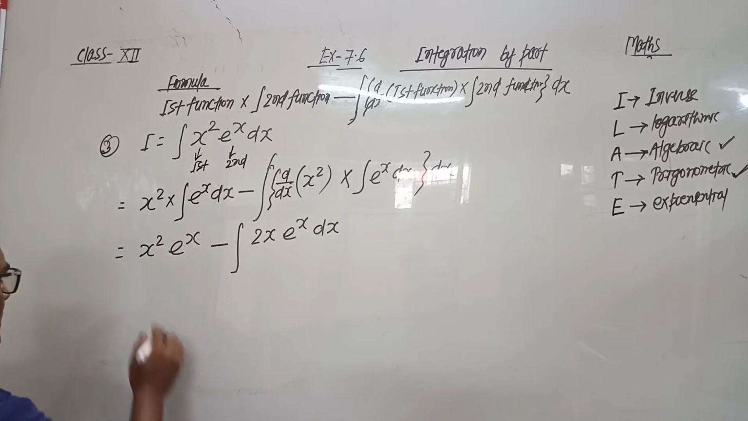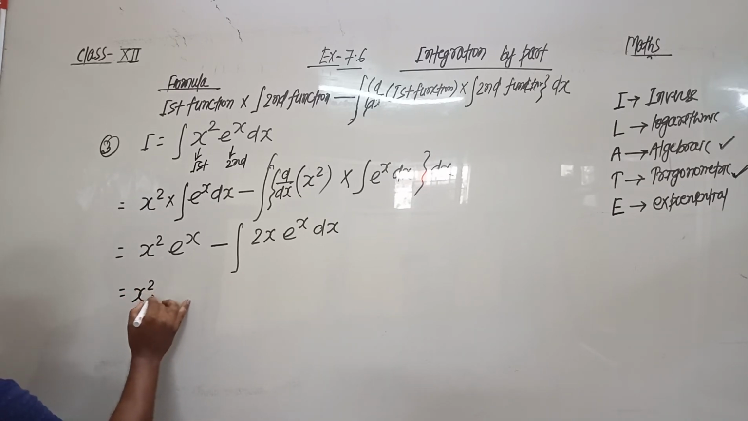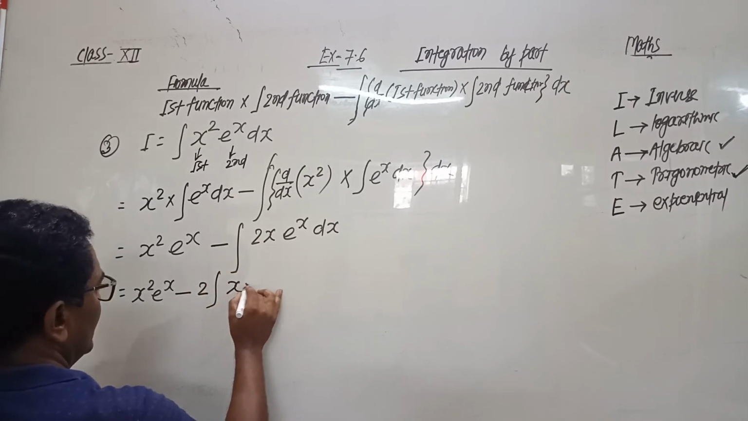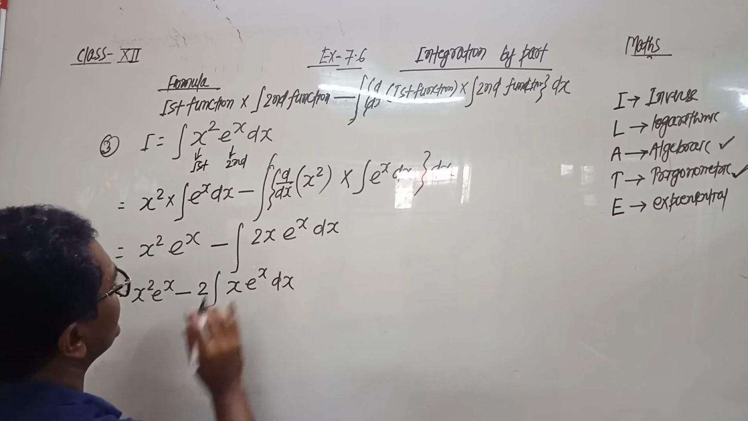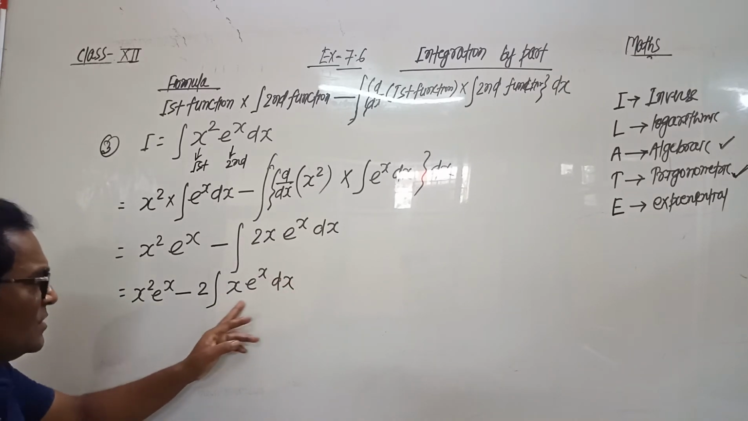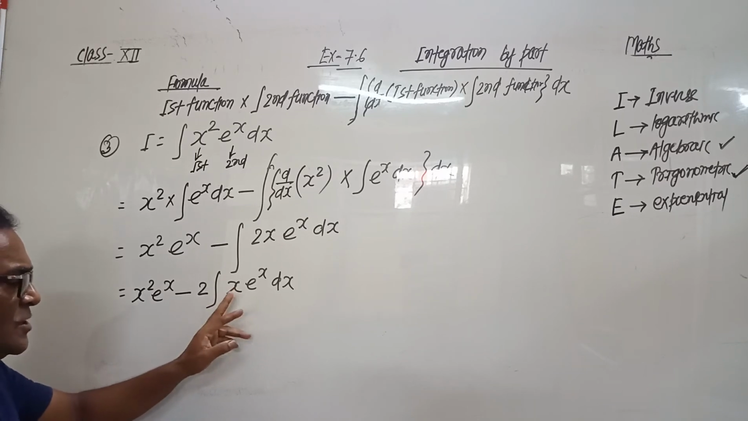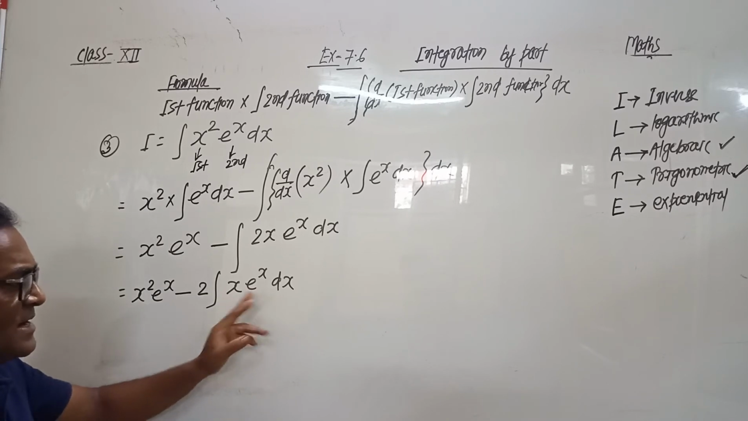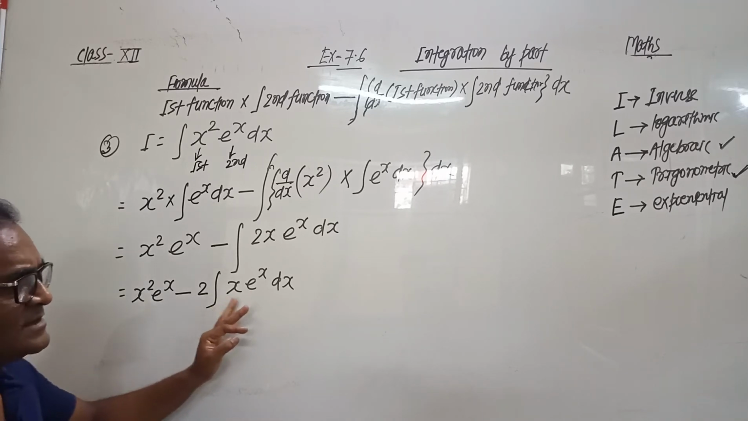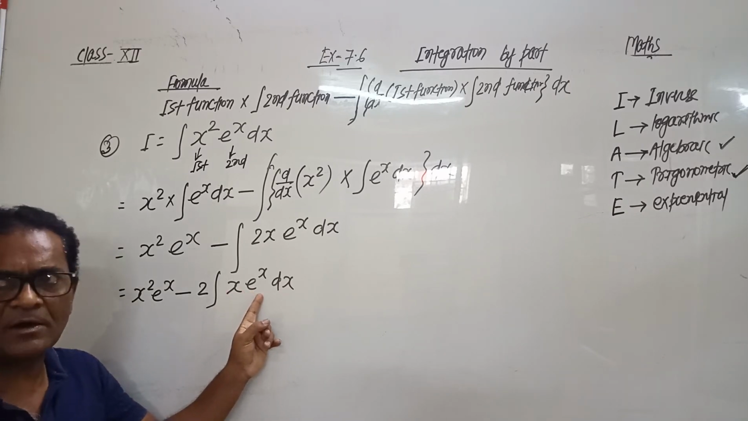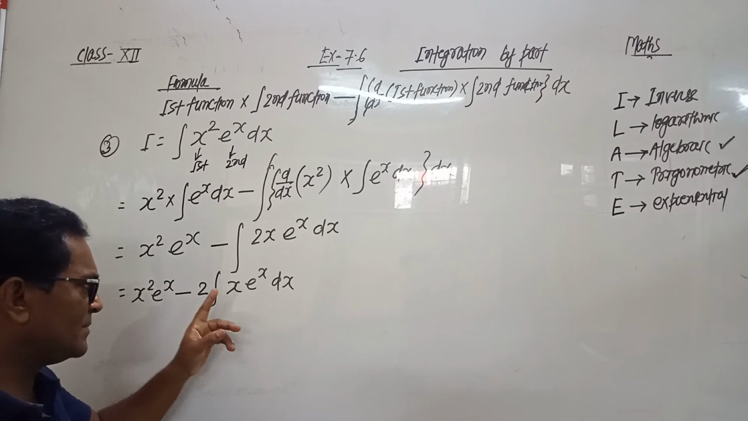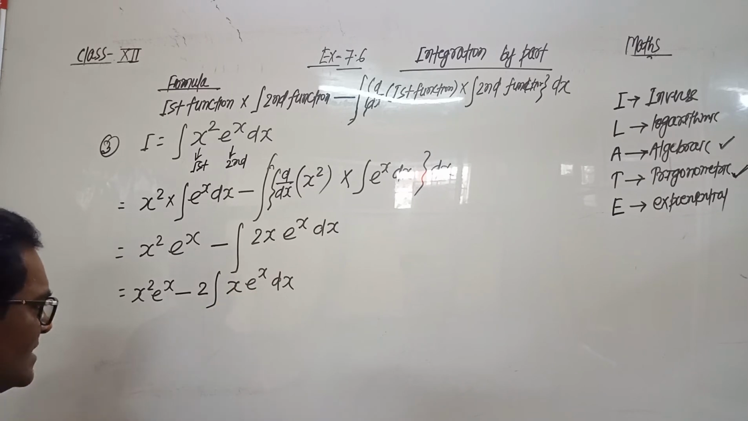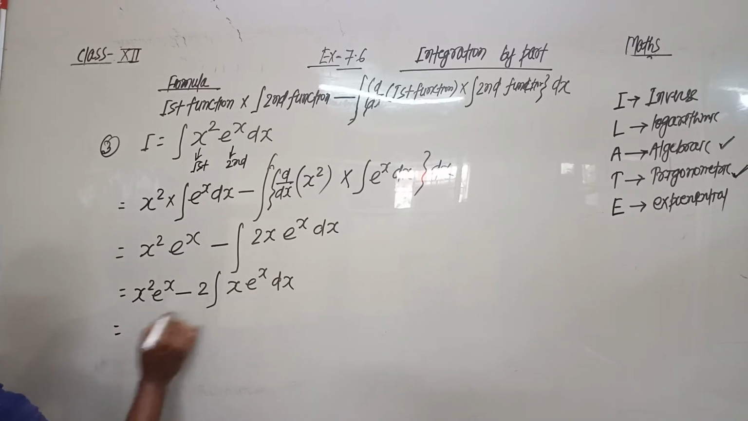Now this becomes x square e raised to the power x minus 2, the constant term taken outside, then x into e raised to the power x dx. So again there is a product, again we will use the product rule. There are two functions, x and e raised to the power x, and we know that x is the algebraic function and e raised to the power x is the exponential function, and the algebraic function would be taken as the first function and exponential would be taken as the second function. So again we integrate by parts.